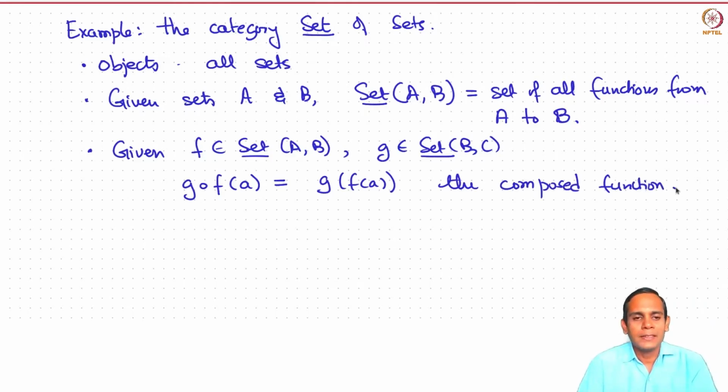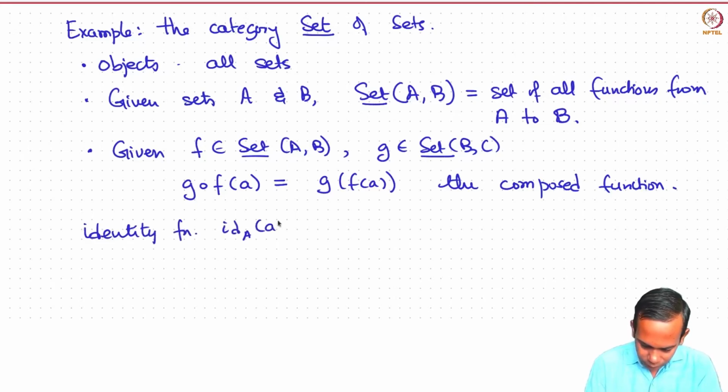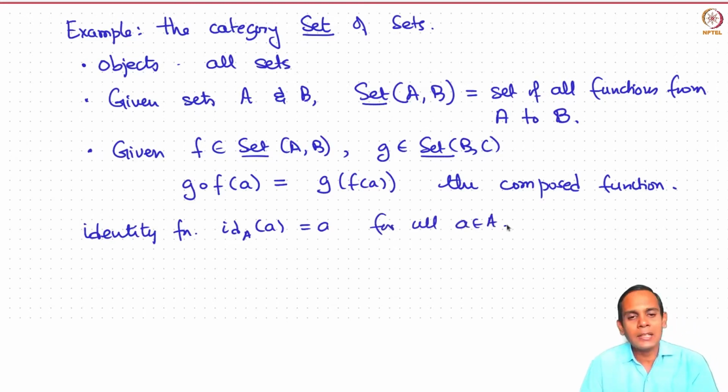And we know from set theory that the composition of functions is associative, and of course every set has an identity function, which takes each element of that set to itself. And with this identity function, you can prove the identity axiom for categories. So if you compose on the left or right with the identity function, you get the function that you're composing. That's the most fundamental example.